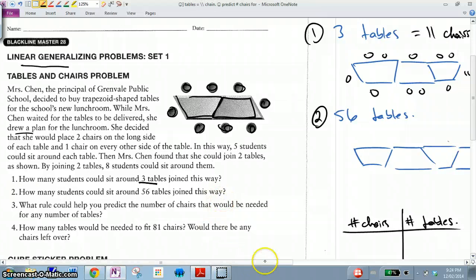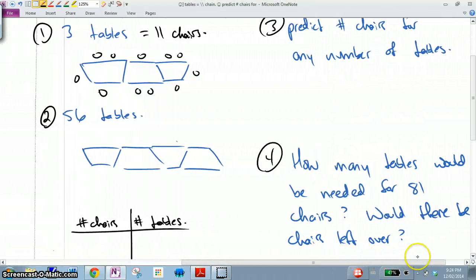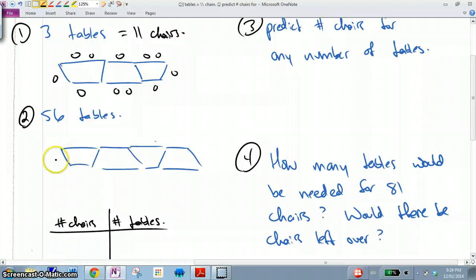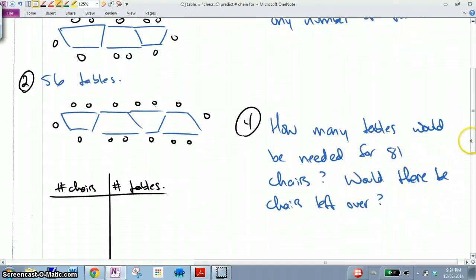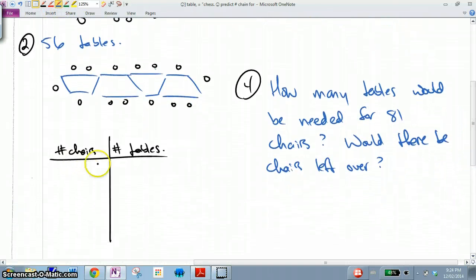Number 2 says how many students could sit around 56 tables going this way. So we probably don't want to continue drawing, but we do want to see the pattern here. So I'm going to put one more in. And one thing you could do is go right to creating table values here, right? You could see that when we had 2 tables, we had 8 chairs. When we had 3 tables, we had 11 chairs. And now we've created 4 tables, and if you count them up, we're at 14 chairs.